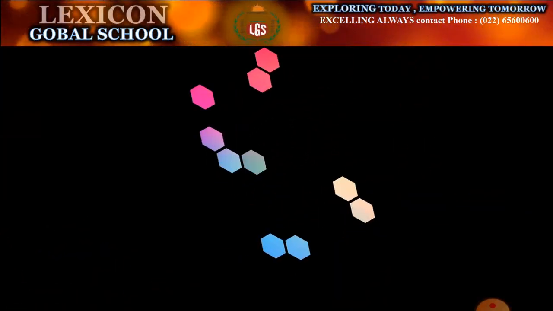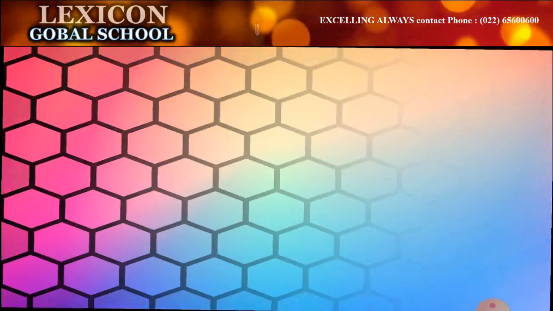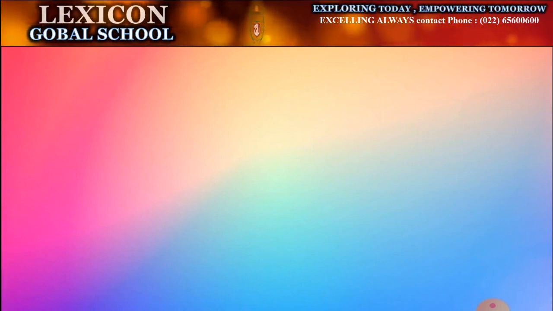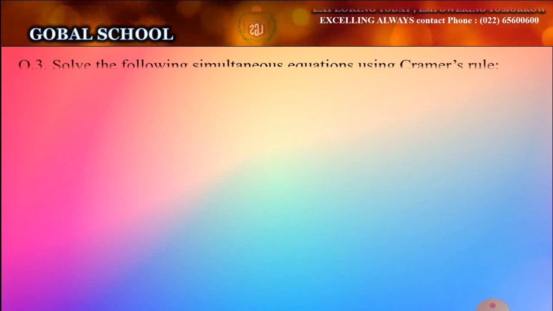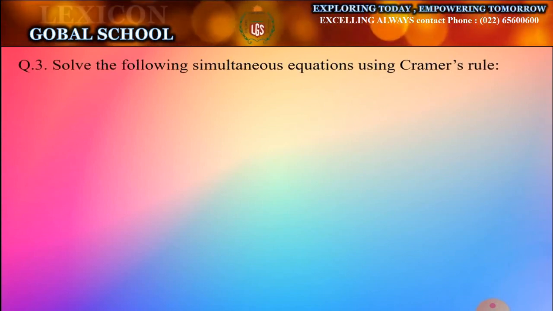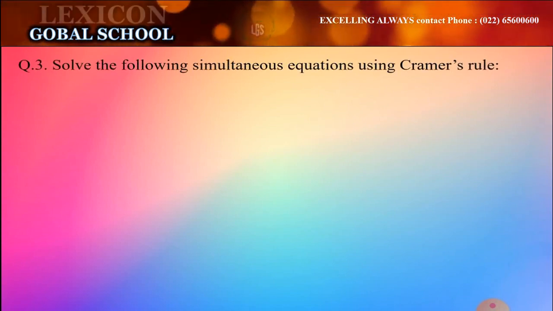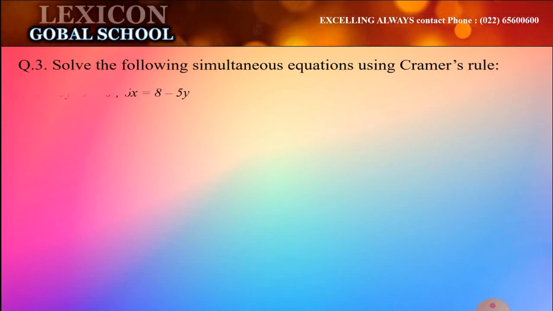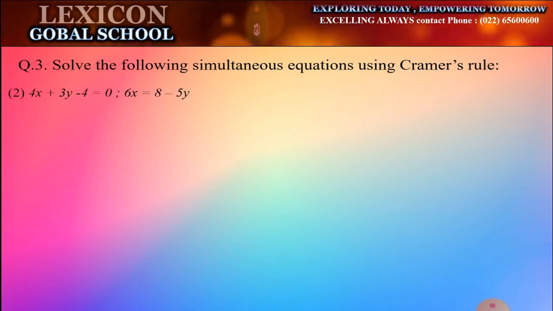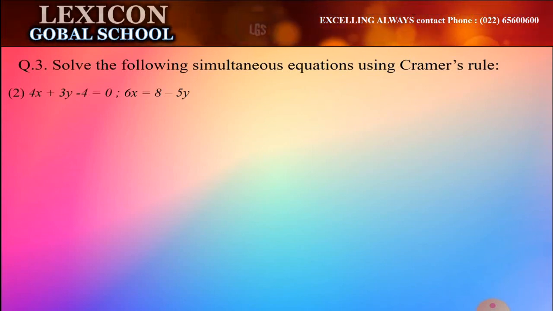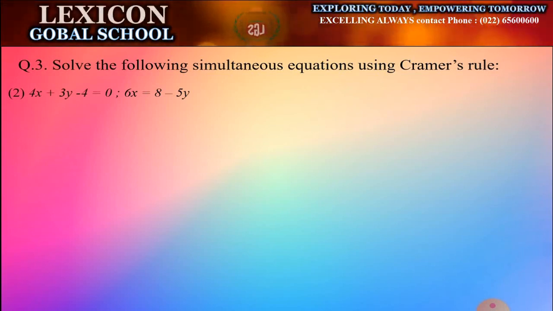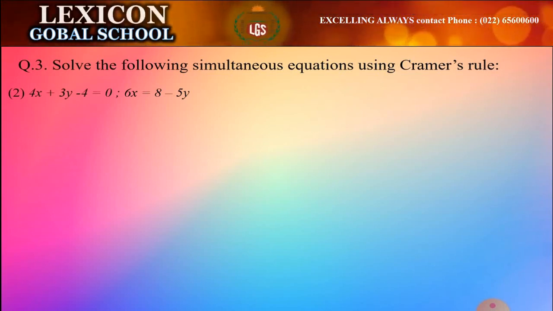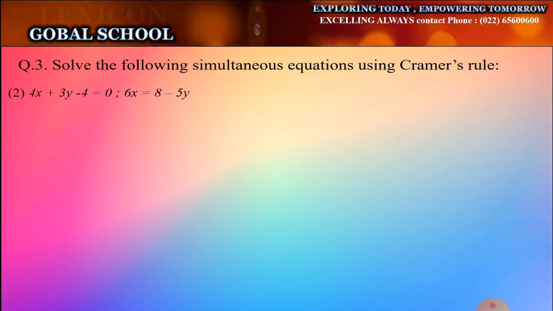Let's go on to sum number 3. We have two different equations given, and now we have to actually follow the method of CRAMER'S rule. So your sub question 3 goes like this. Solve the following simultaneous equations using CRAMER'S rule. Your second question is 4x plus 3y minus 4 is equal to 0, 6x minus 8 is equal to 5y.